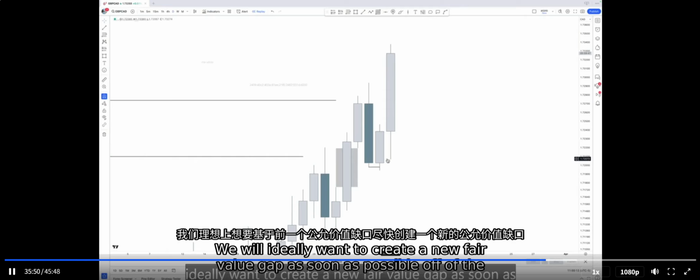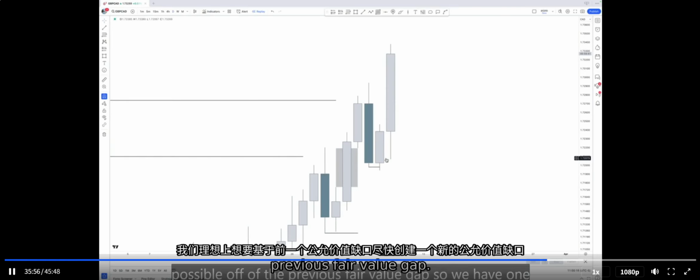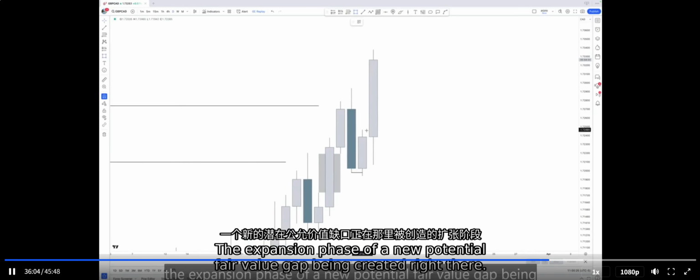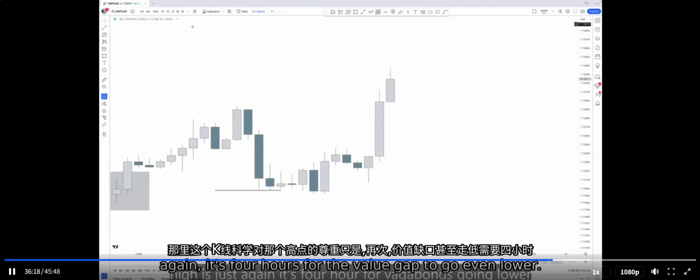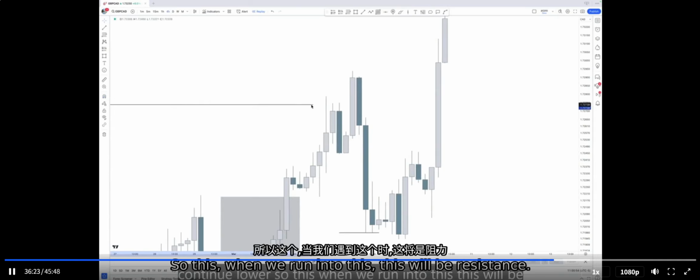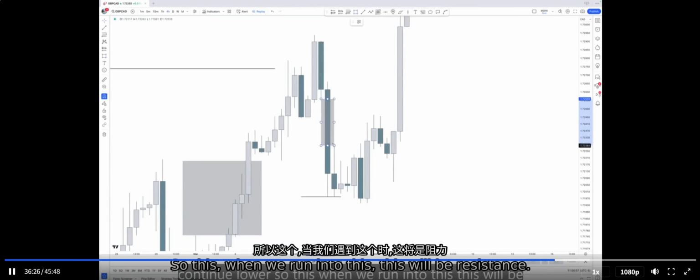And from that candle signs right there, we will ideally want to create a new fair value gap as soon as possible off of the previous fair value gap. So we have 1, 2, 3, and then we have the expansion phase right there, the expansion phase of a new potential fair value gap being created. And that is exactly what that looks like, where the respect of this candle signs, of that high, is just 4-hour fair value gaps going lower, where the 4 hour is not even confirming order flow to continue lower. So when we run into this, this will be resistance. It will, because we will mess around a little.